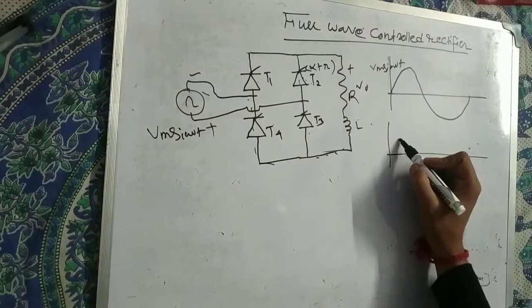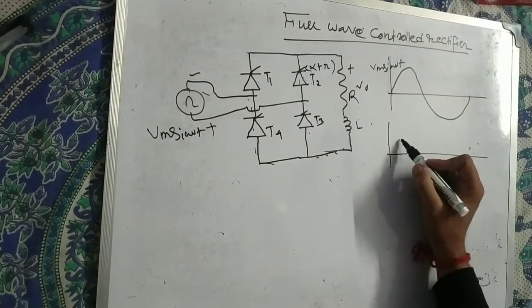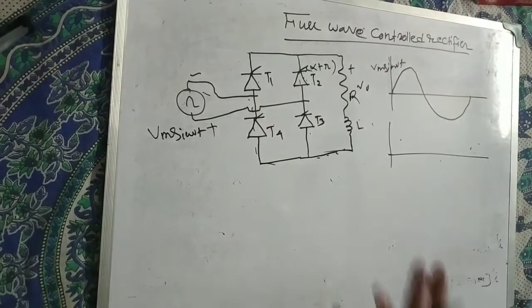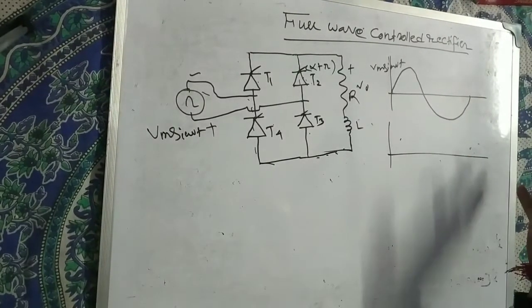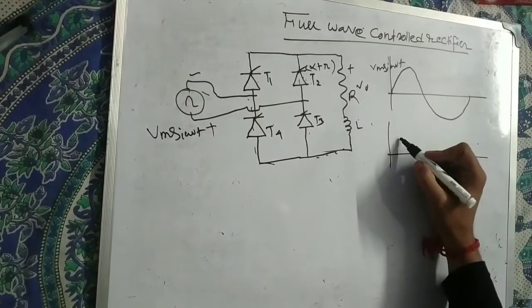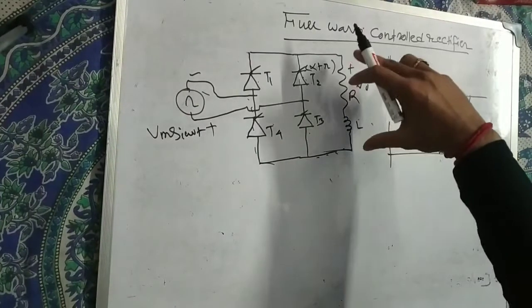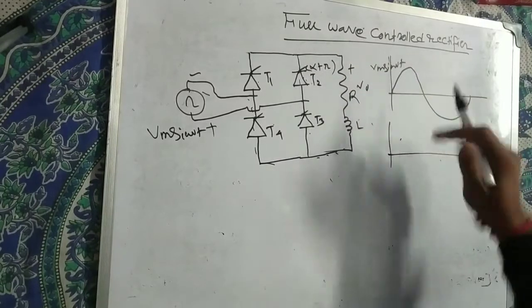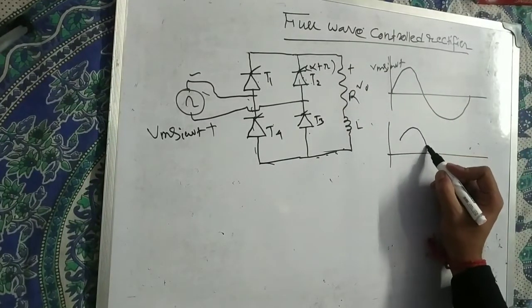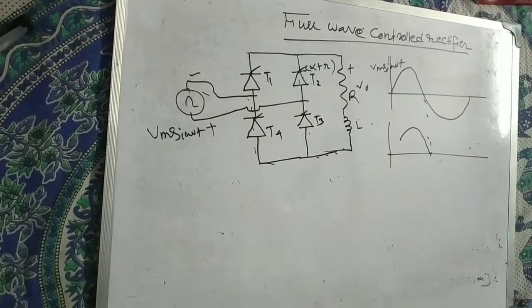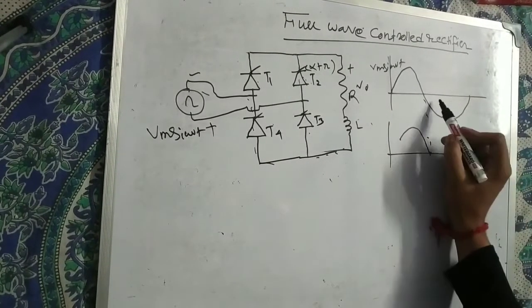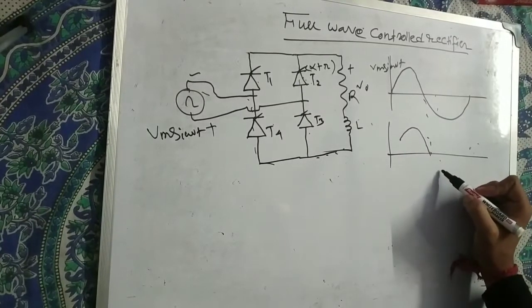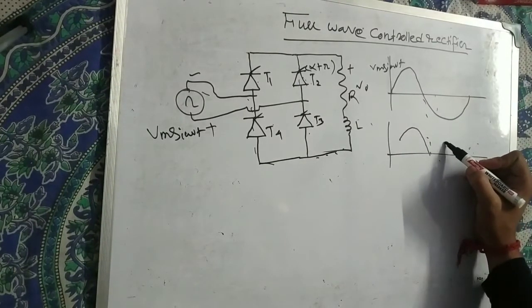So at t equal to 0, there is no voltage drop across it. Let me consider it first, then we'll discuss it at steady state. At alpha angle, the voltage across the load will be the input voltage. You will agree with this. Now from alpha to pi angle also there is voltage.